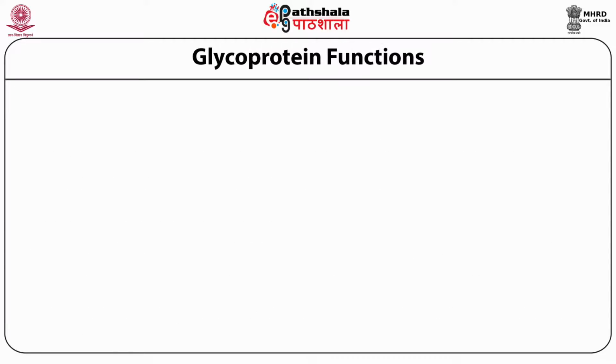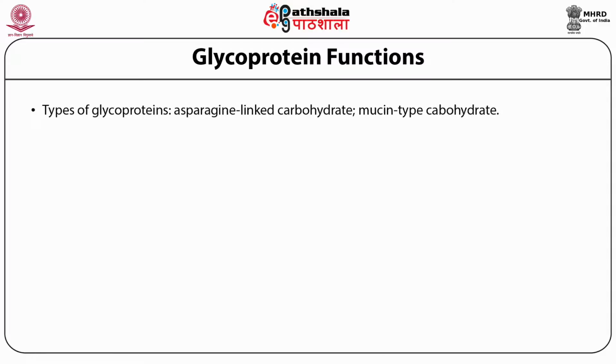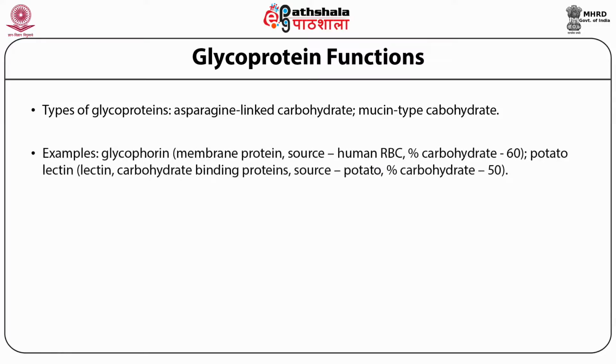Glycoproteins functions. Types of glycoproteins: asparagine-linked carbohydrates and mucin-type carbohydrates. Glycophorins are membrane proteins, a source from human RBC, with carbohydrate 60%. Potato lectins, the carbohydrate content of the protein is 50%.